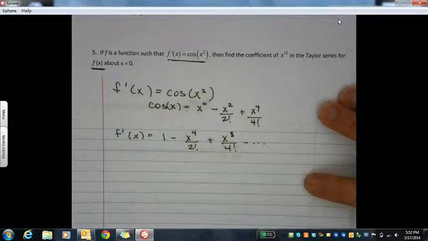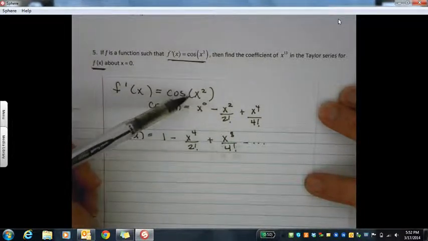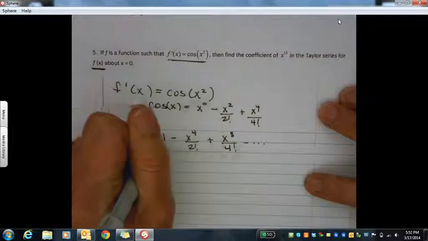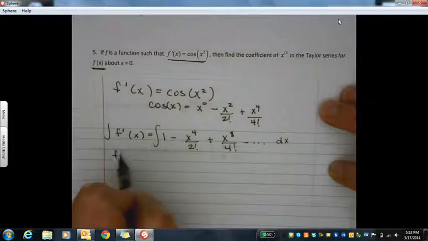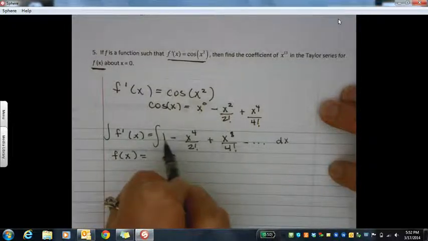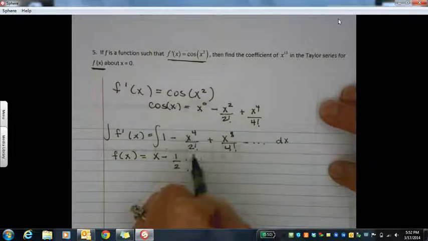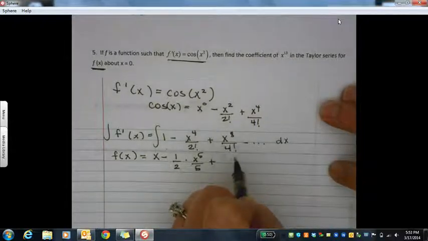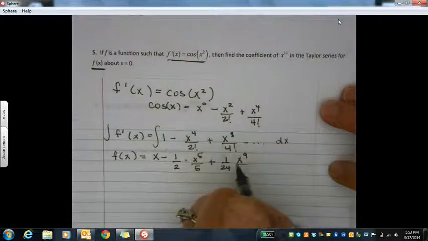So there's f prime. Now I can't integrate this directly because u would be x squared, du would be 2x, and there isn't one. But I sure can integrate that. So I'm going to integrate with respect to x, term by term. Therefore, f of x equals, and the integral of 1 is just x. This is just a coefficient, so I'm going to rewrite that as 1/2, since 1 over 2 factorial is 1/2. Then add 1 to the power and divide. And then 1 over 4 factorial is 1 over 24, and that's x to the 9th over 9.